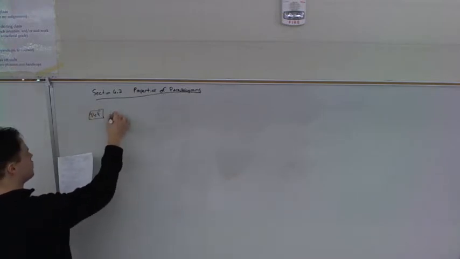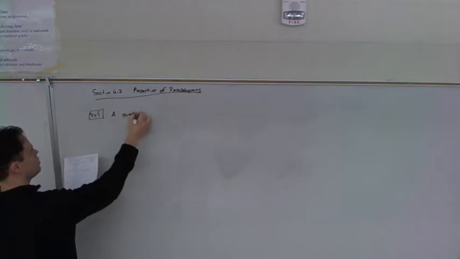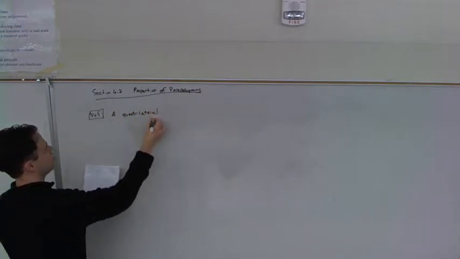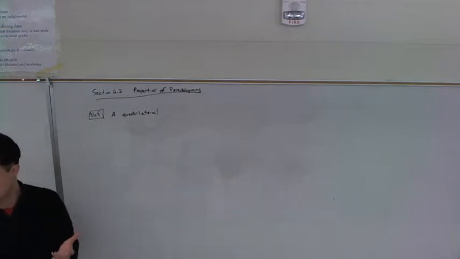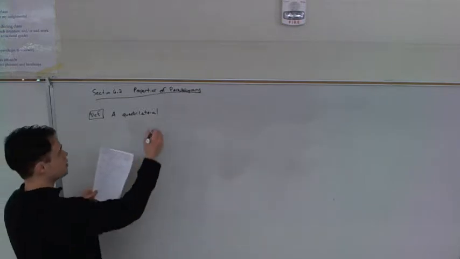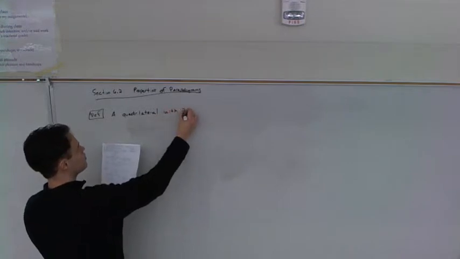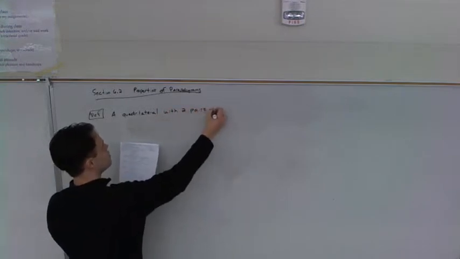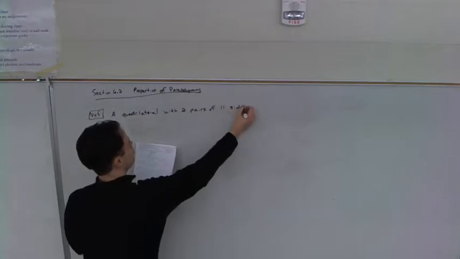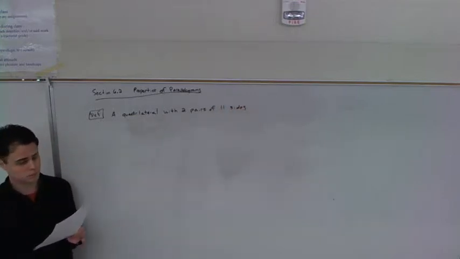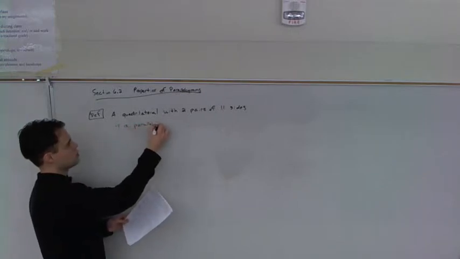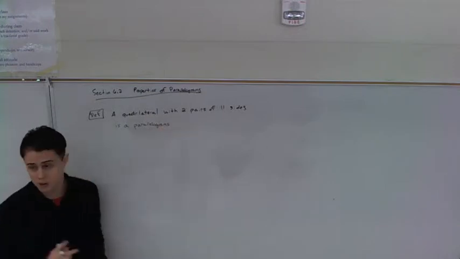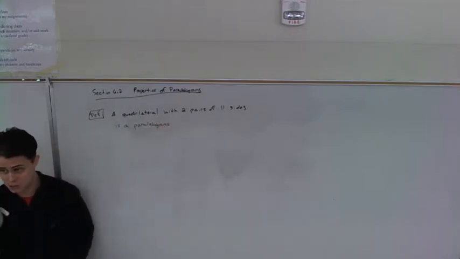So we have a definition. What is a parallelogram? It's a quadrilateral. All that quadrilateral means is what? What's the root word quad? Four, right? It's four sides. Anything with four sides that's a polygon is a quadrilateral. But a quadrilateral with two pairs of parallel sides, that's what we call a parallelogram. So it must have two pairs of parallel sides. One is not sufficient, it has to have two.